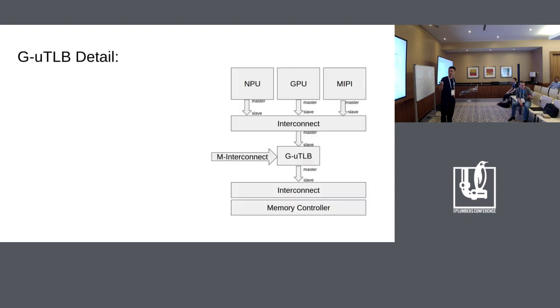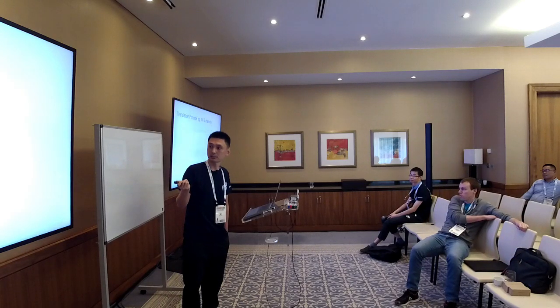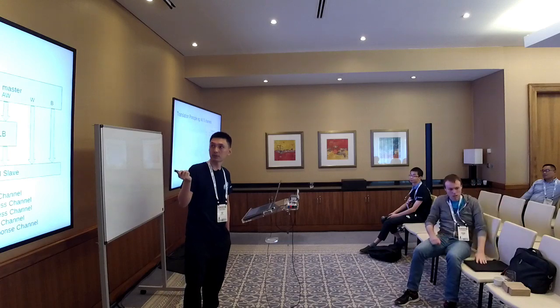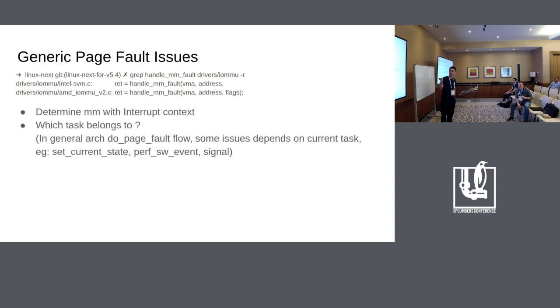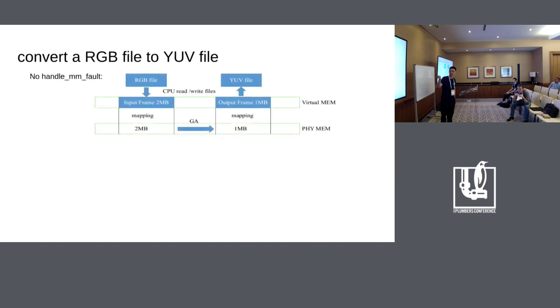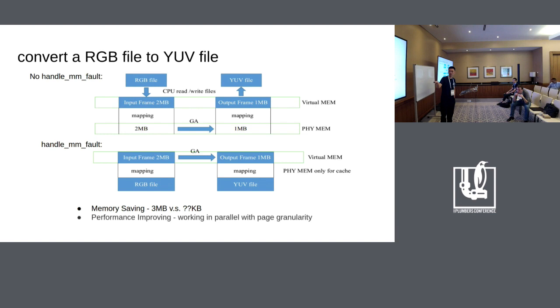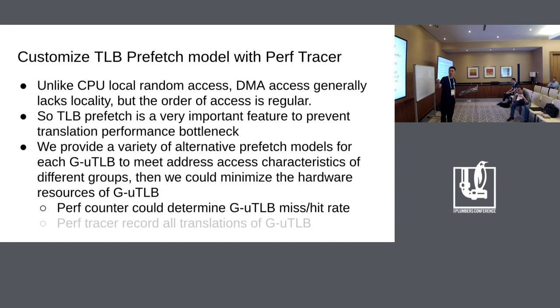Okay, so the GUTLB detail is here, and then here is the translation principle, for example, and the generic page fault. I will talk with you about something like Intel's current state of it, and there is no ARM implementation currently. Maybe the patch is on the way, and I want to show you why I am concerned about this situation, because it could not only save memory but also improve performance. And then we could customize the TLB prefetch model with the perf tracer. And then Mohan will show us the perf tracer demo here.